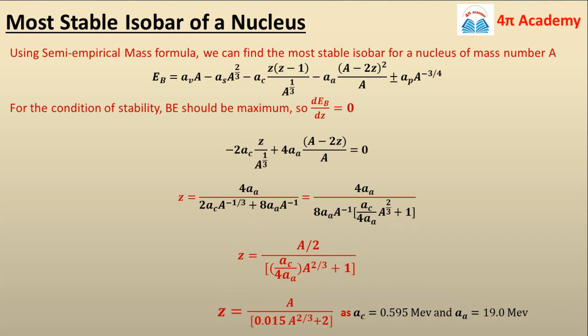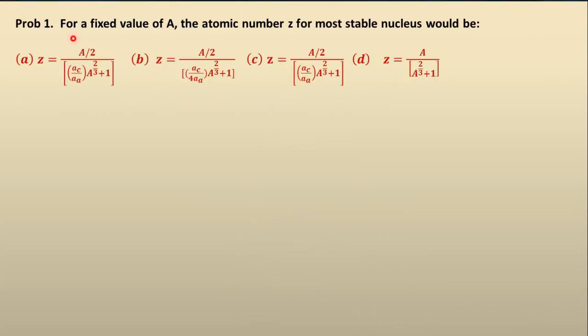Okay, so now this is a question from the CSIR NET exam in 2014 or 15, I guess. The problem is, for a fixed value of A, the atomic number Z for the most stable nucleus would be. It's very simple because we just solved how to calculate the most stable isobar, and you remember the formula: Z = (A/2) upon (1 + (AC/4AA) A^(2/3)). So if you remember the formula, you can just tick this answer. B is your correct answer.